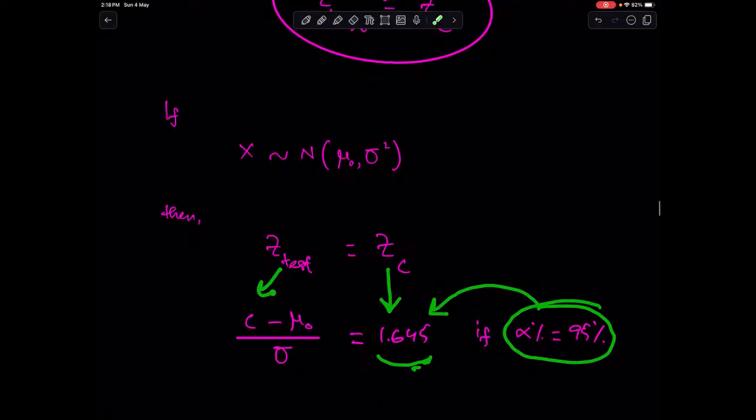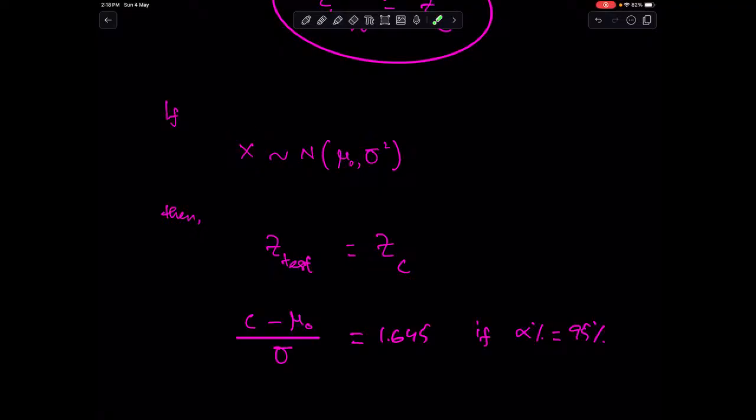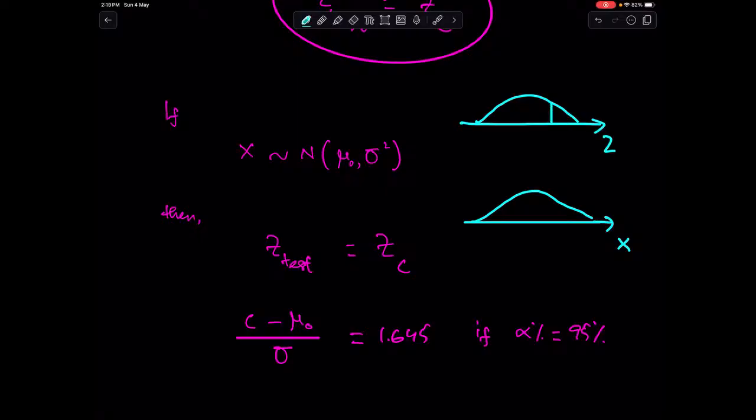And the formula of Z test for population is with C, that means critical value. Let me sketch this here. This is for X, population, and this is for Z, standard normal distribution. So this value is 1.645. Now we need its corresponding value here. This is C, and we are working for this C here. So both areas are same, 5%, 5%.